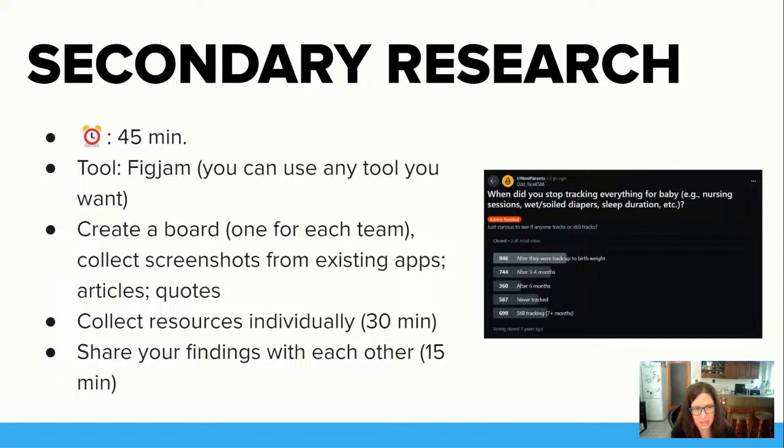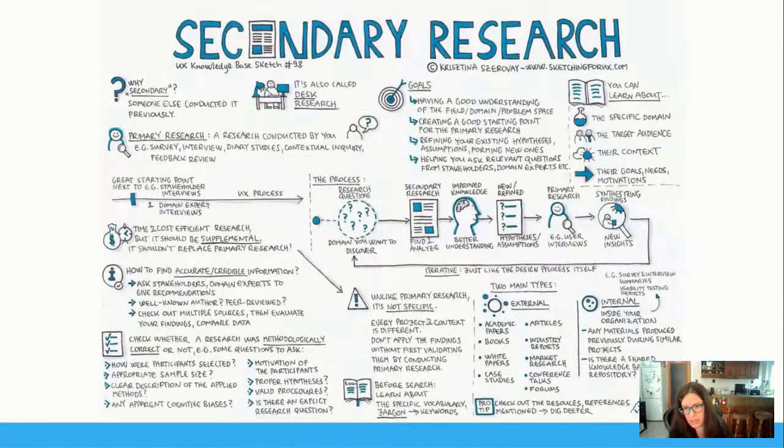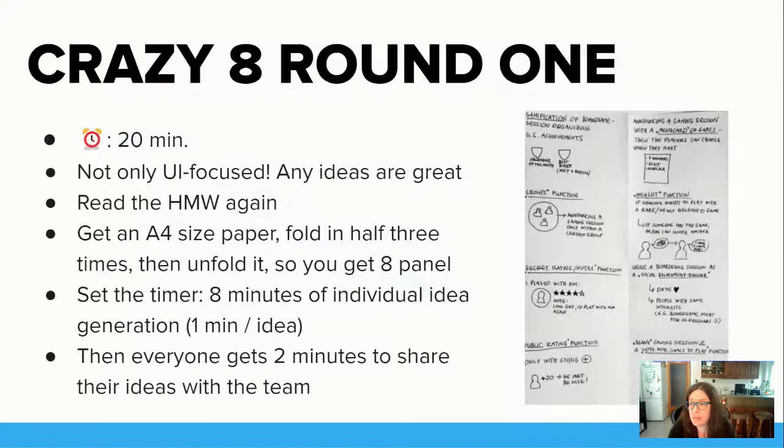So for instance, in case of secondary research, my recommendation is to collect resources individually for 30 minutes and then use 5 minutes per team member to share your findings. But it's also fine to use 10 or 15 minutes per team member. And I also added my sketch about secondary research. And please also check the speaker notes of this presentation. So please read both the slides and the speaker notes, because I added some additional tips there.